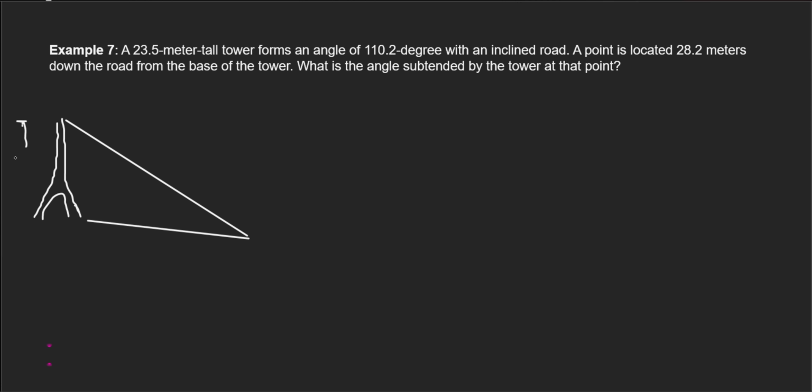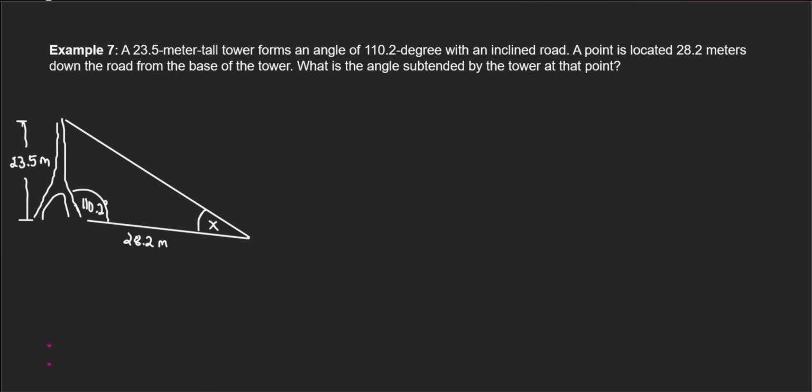and the tower measured, we have 23.5 meter, and the angle forms an angle of 110.2 degree, and a point is located 28.2 meter from this point. Okay, so in this part we're looking for the angle subtended.